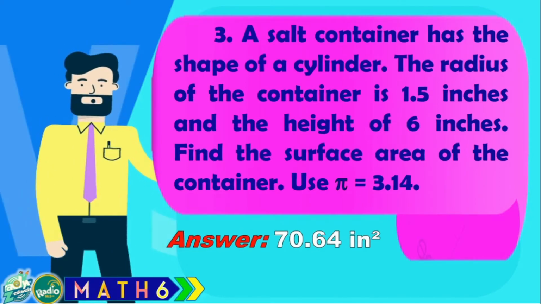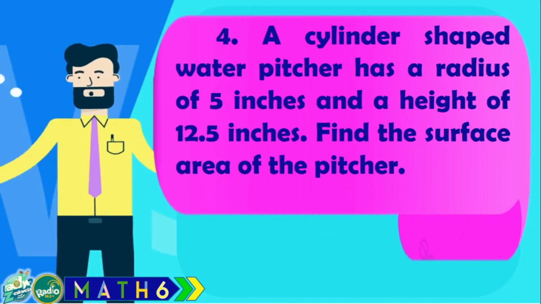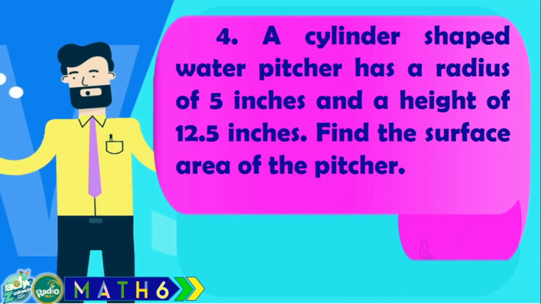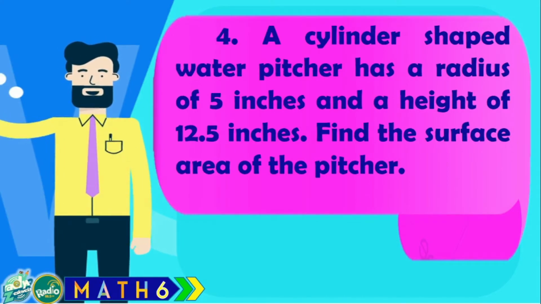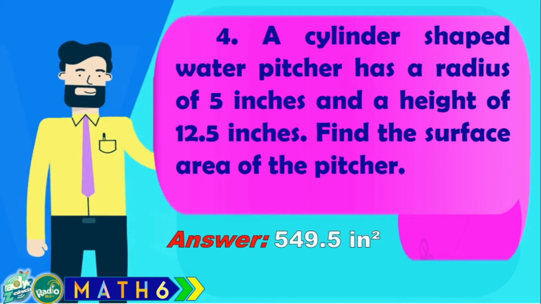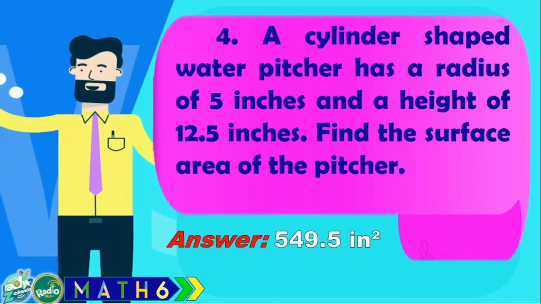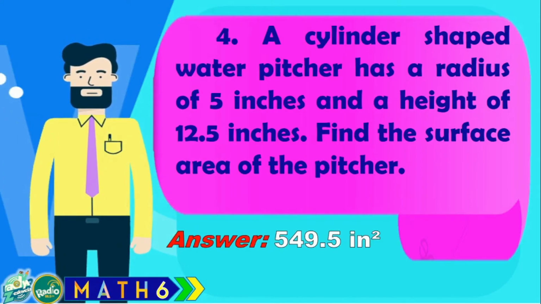And for the 4th problem, a cylinder-shaped water pitcher has a radius of 5 inches and a height of 12.5 inches. Find the surface area of the pitcher. Yes, the correct answer is 549.5 square inches.